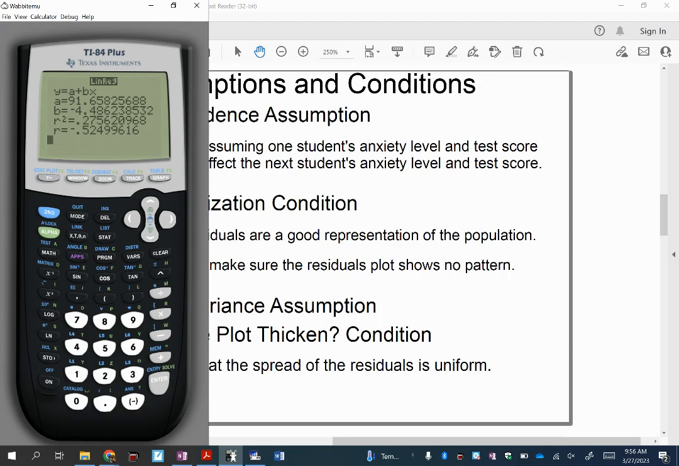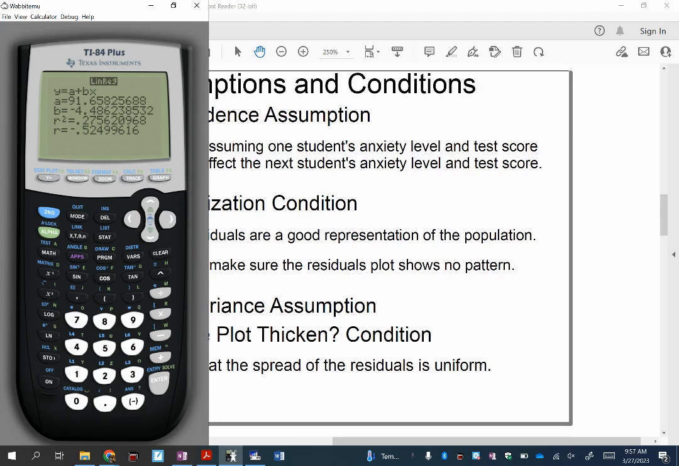All right, hopefully you remember all those questions of describe the slope in the context of this situation. For each additional unit of anxiety, if I bump up from an anxiety level of 4 to 5, what should I expect to happen to my math test score? Go down by approximately 4.5 points. That's what the slope means, right?